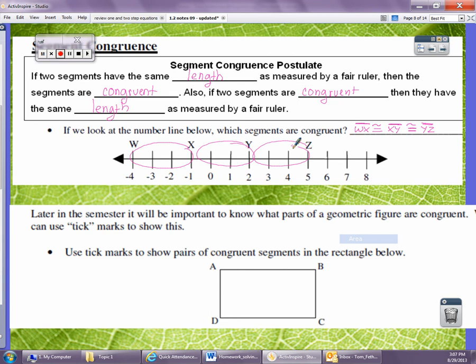And we can also use tick marks to show congruency. Here we have our rectangle. We know that segment AB is congruent to segment DC, and we also know that AD is congruent to segment BC. The tick marks will show that. 1 and 1 means these are congruent, and 2 and 2 means that those sides are congruent.